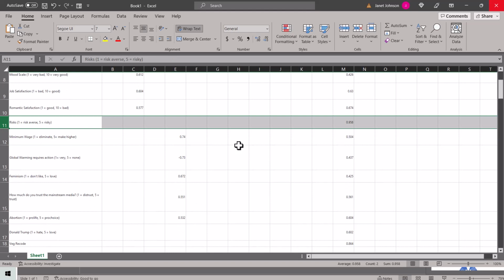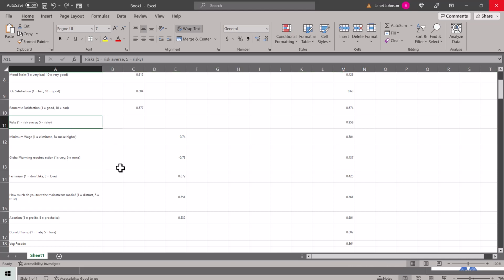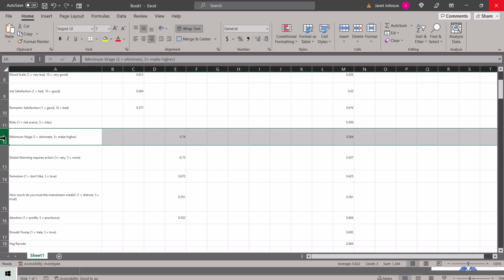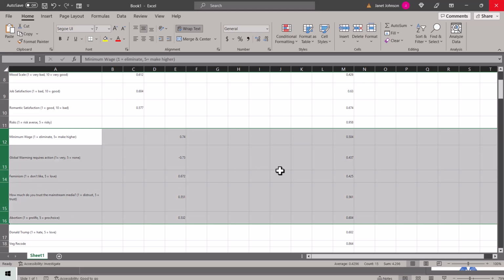These are not as obvious, and that makes it more interesting. Risk, your risk averse versus risky, is just not related to the underlying structure of this data. That would mean that there isn't a certain kind of person that rates a certain way on the riskiness. But these things are related, and they all reflect some component, which is interesting because whether or not you think we should make minimum wage higher relates to your attitude about abortion.